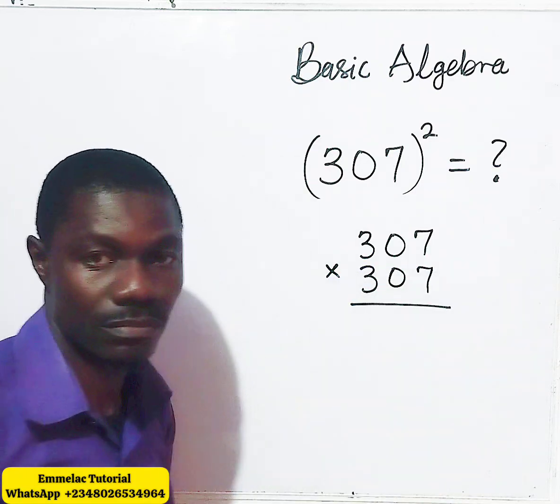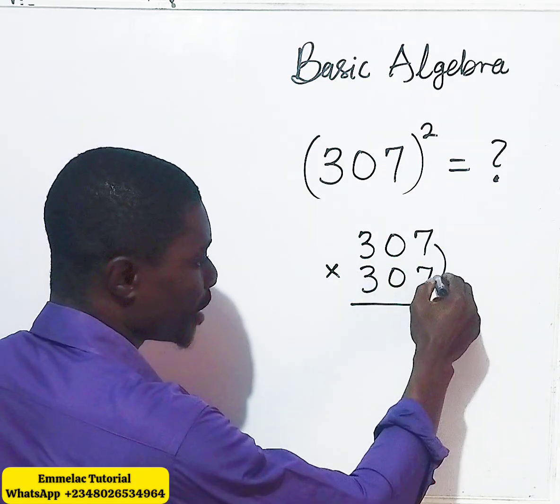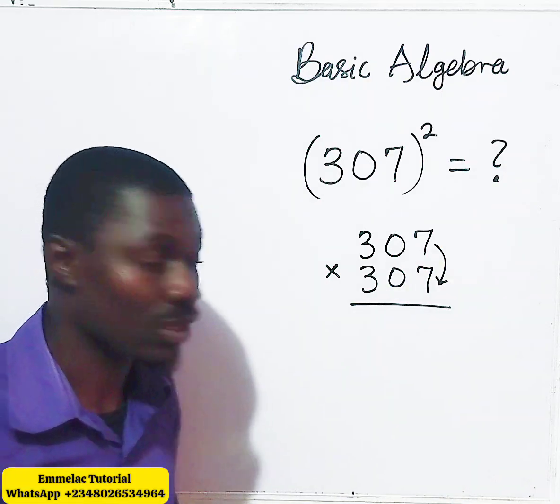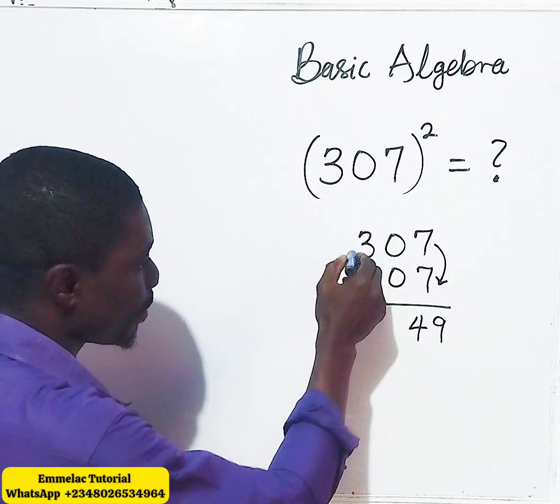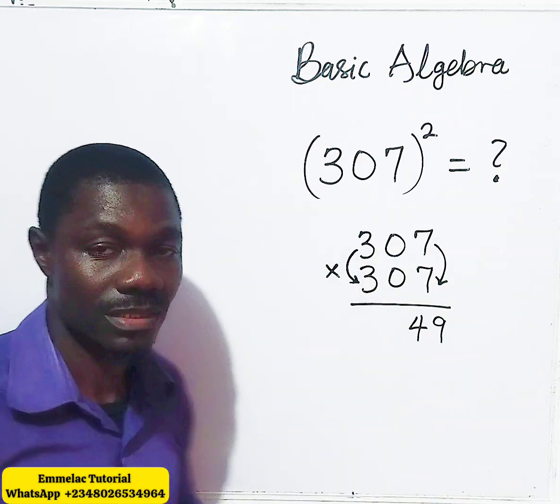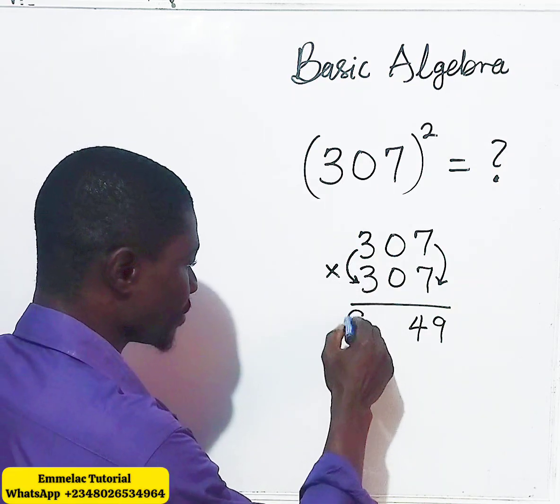307. Now first, multiply these two digits. 7 times 7 will give us 49. I'll write a 49 here. Okay, now multiply these two digits. 3 times 3, that will give us 9.